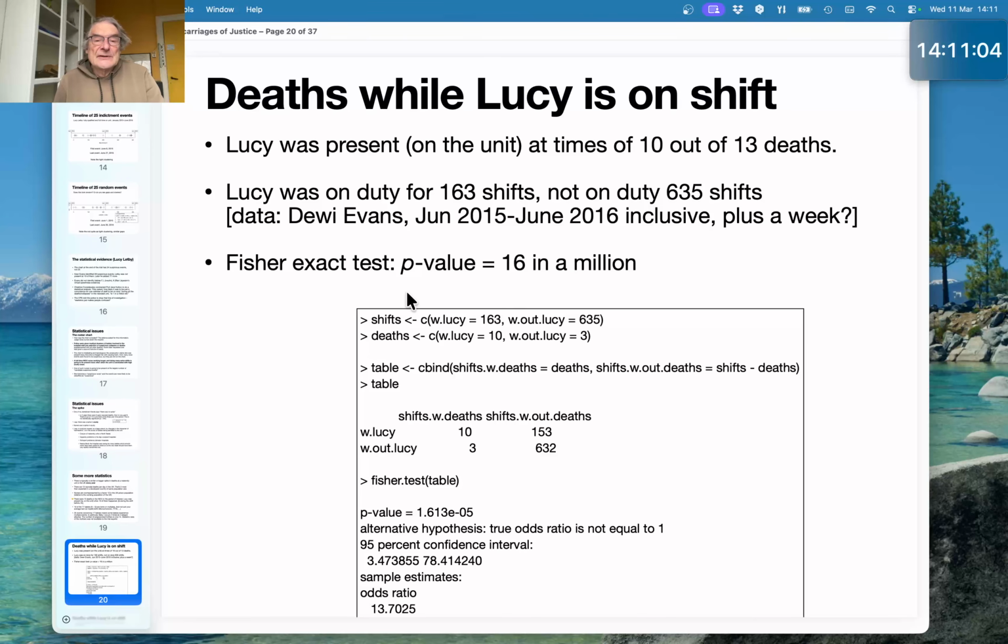He did the Fisher exact test, which is the standard test which a statistician would do. And even Dowie Evans knows it, apparently. He did a computation, and he came out with something. Well, he got even a worse number than this one. But when I do the test, I get 16 in a million. This is statistically extraordinarily significant.